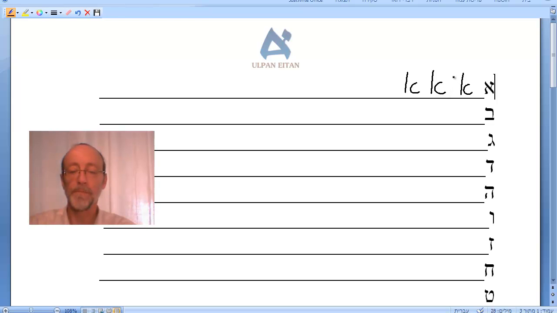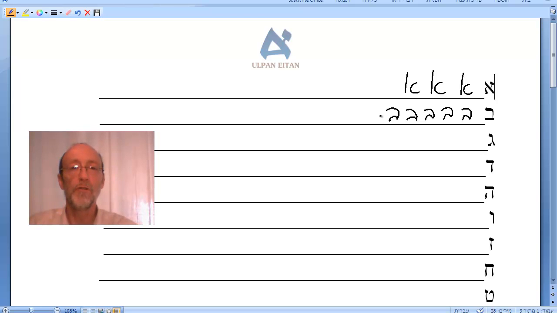Next letter down. It's a Bet, and the script letter looks quite similar to it actually. And as you can see, as I'm writing on this board, I'm not producing the exact same strokes every single time. You may want to pay attention to the order in which I make the stroke, because notice I'm starting here at the top, moving down to the right and off to the left. At the top, down to the right and off to the left.